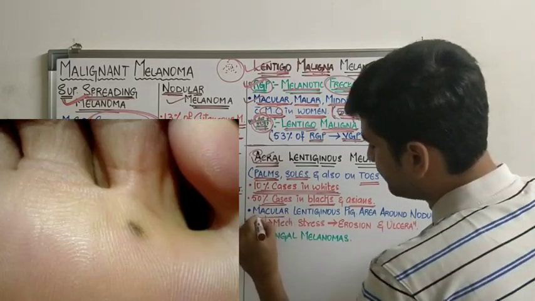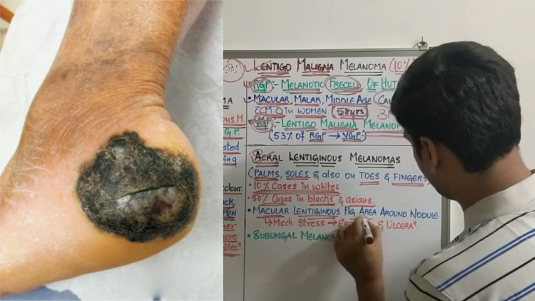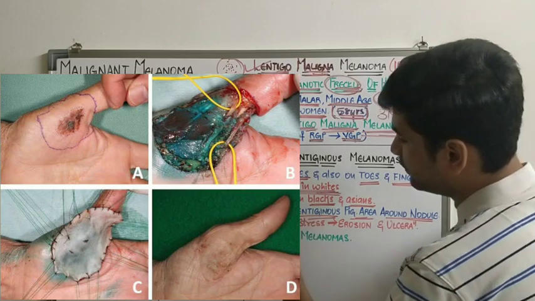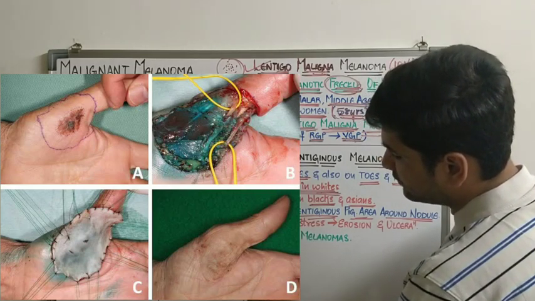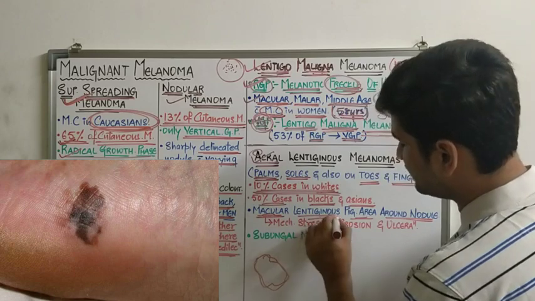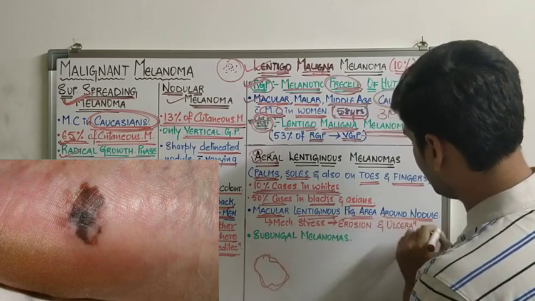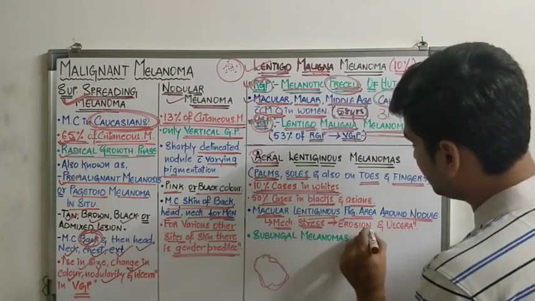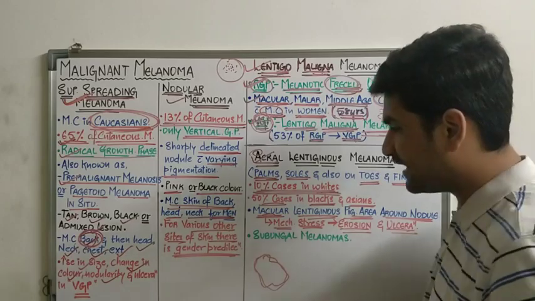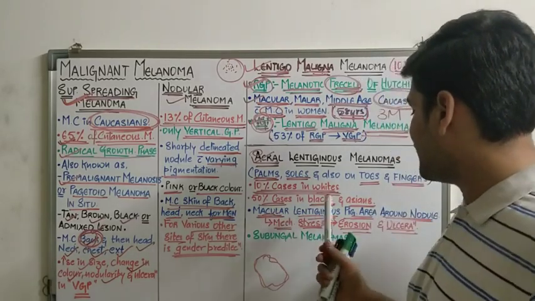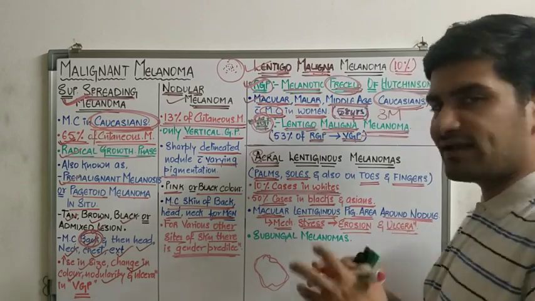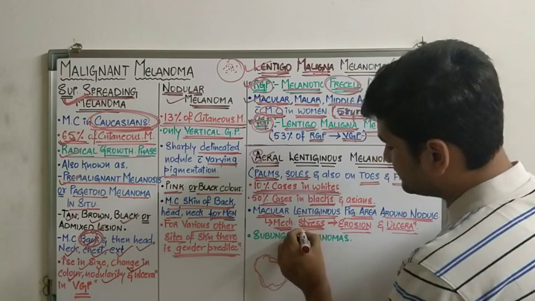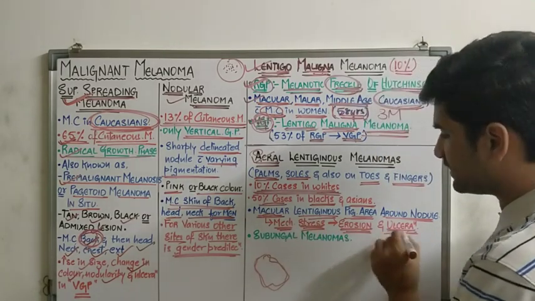The lesion is going to be a macular lentiginous pigmented area around a nodule. So you will find a nodule, along with that you will have a macule, that is a pigmented lesion or a discoloration of irregular margin, a lentiginous pigmented area around a nodule. Whenever you apply mechanical stress onto that, it will lead to erosion and ulceration of that lesion, right? So whenever you apply mechanical stress to that nodule, there will be erosion or ulceration of that nodule.